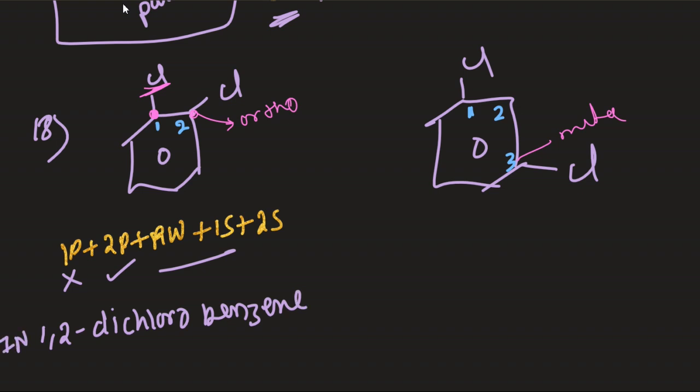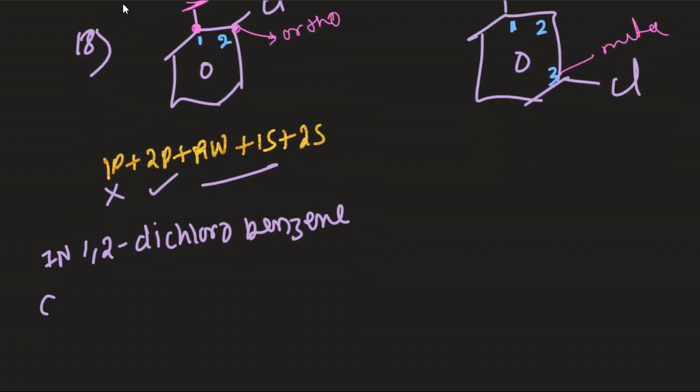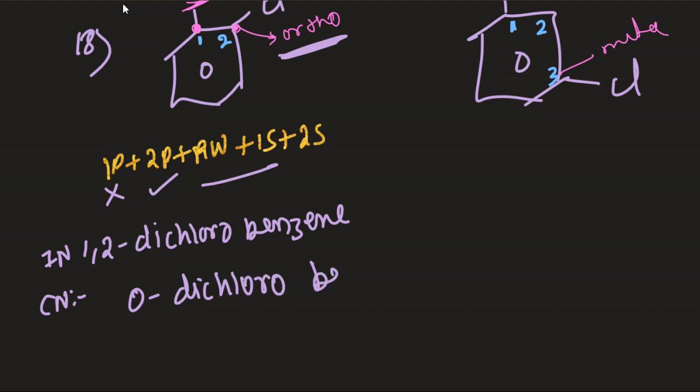This is IUPAC. But if I go with the common name, what will be the common name? We can say ortho is there, right? So what you should call is ortho dichlorobenzene. Take this one as homework, the 19th one.